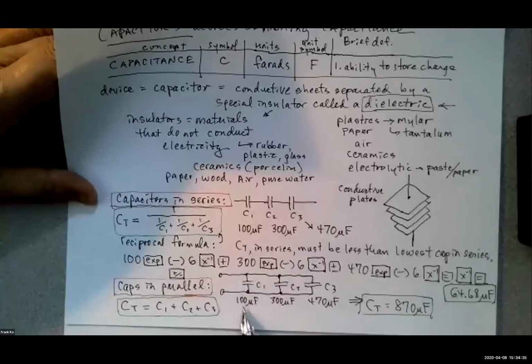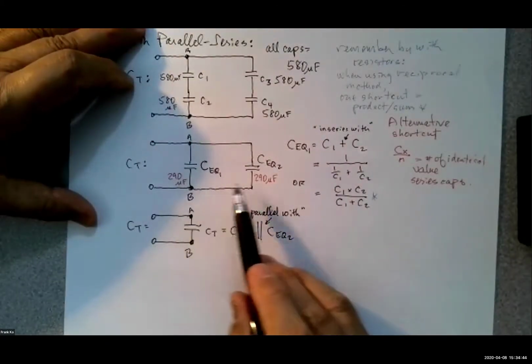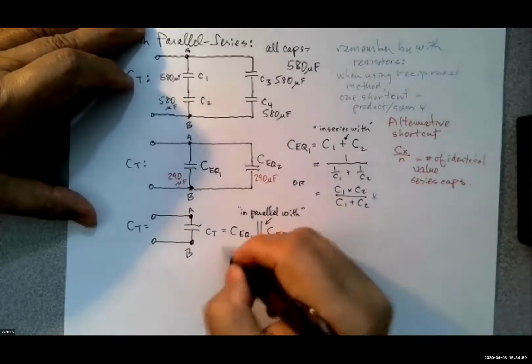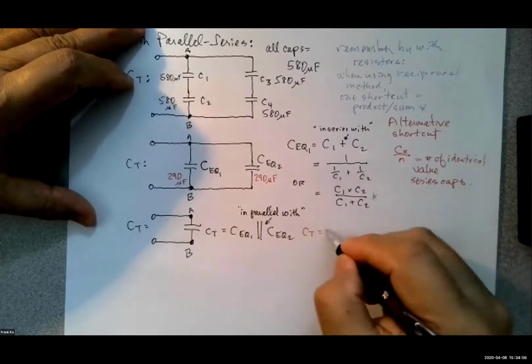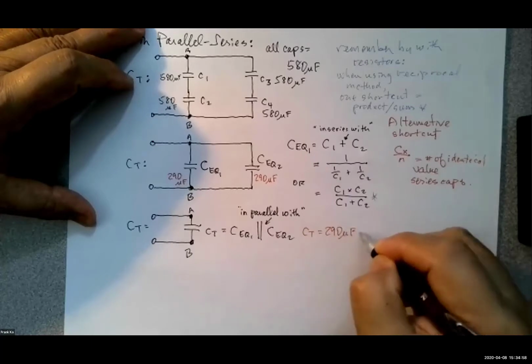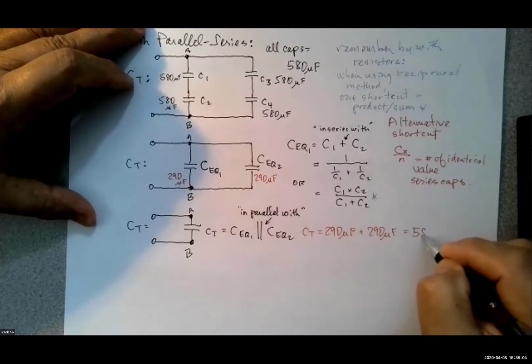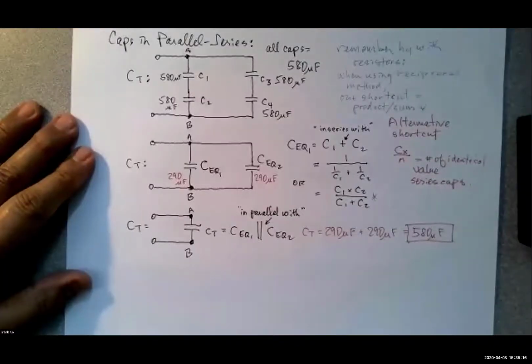So previously, we added 100, 300, 470, gave us 870 microfarads. Here, we happen to have 290 microfarads and 290 microfarads. So guess what we ought to do? We just simply do this. My CT is going to be equal to, mathematically, 290 microfarads plus 290 microfarads, and that will give me 580 microfarads. Yes? Yes. Are we okay with this? Yes. Mm-hmm. Okay.